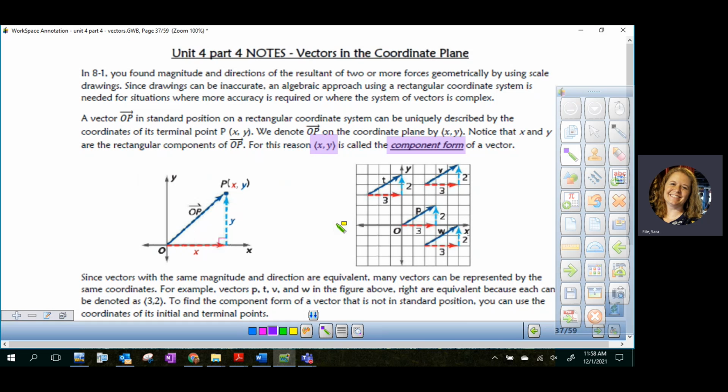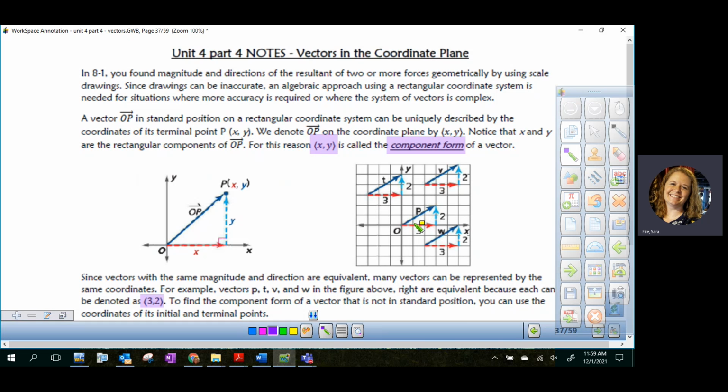Now in this second picture, you can see here's that vector OP in the middle. They're saying it's over 3 units and up 2 units. Vectors W, T, and V are all equivalent vectors. They're all the same size, they're all the same direction, but they're not in standard position. But we can still represent them in that same component form of <3, 2>, because they're equivalent. They're the same size and direction.